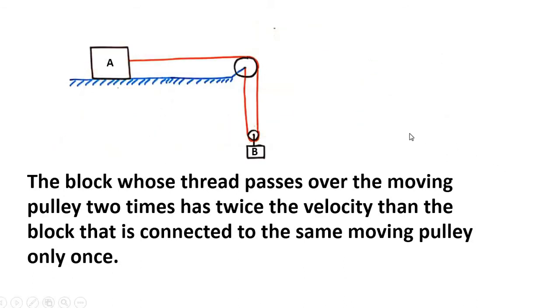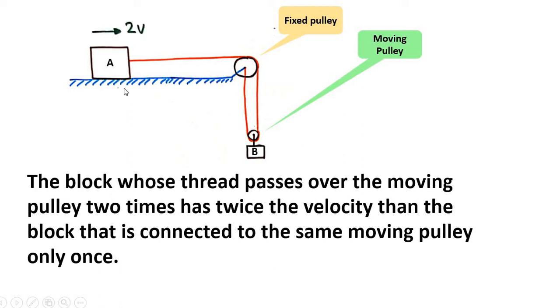In this question you can see there are two pulleys. One pulley is fixed, this one fixed to the table, and here this is the moving pulley. Now look at the block A. The thread connected to the block A is passing over the moving pulley two times. Therefore, the velocity of the block A must be 2 times of v, and the velocity of block B must be 1 times of v. Next question.